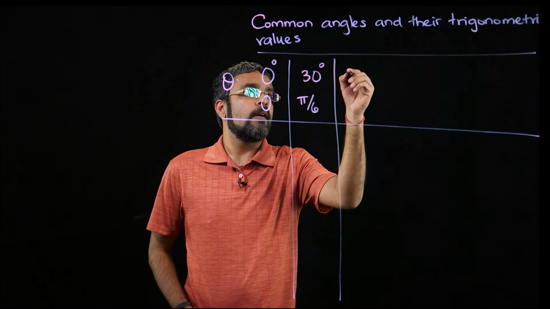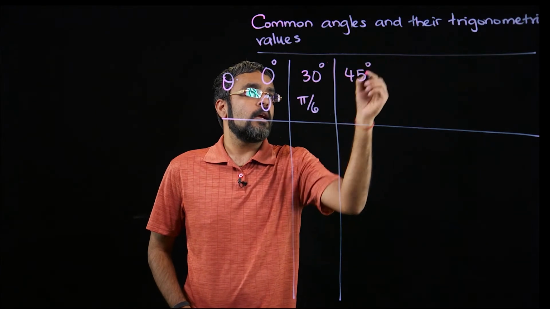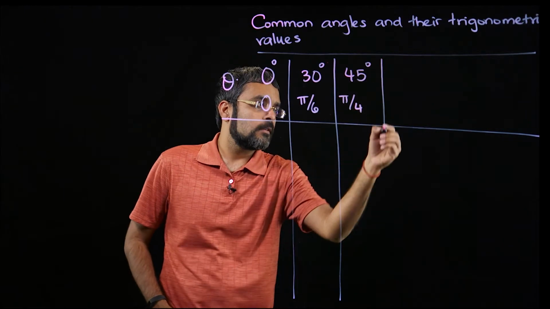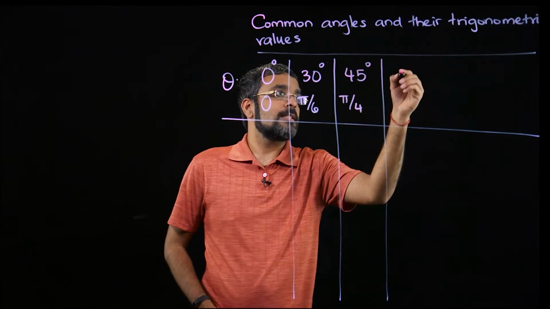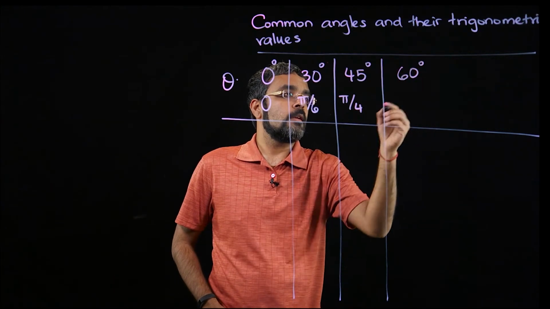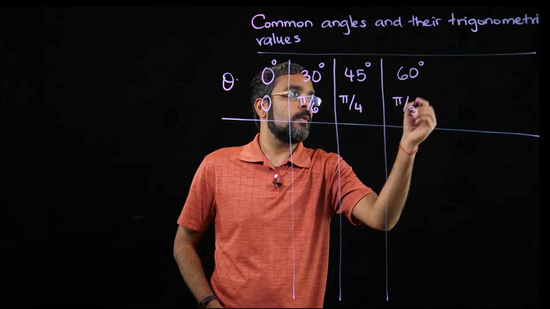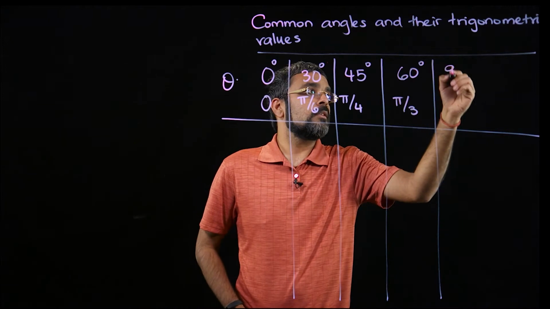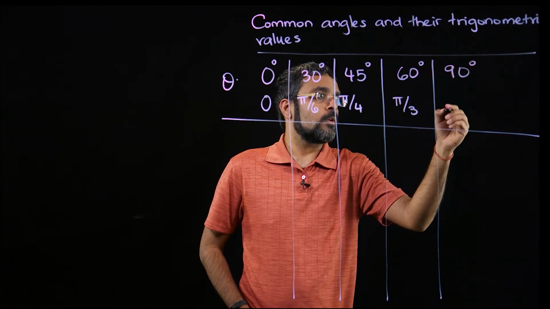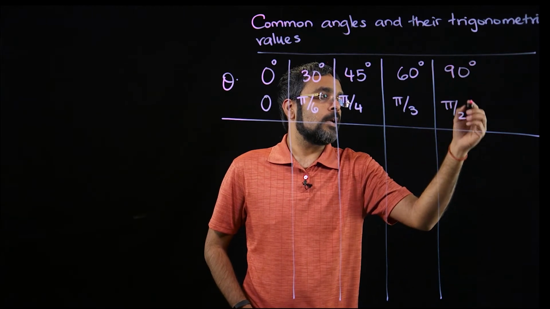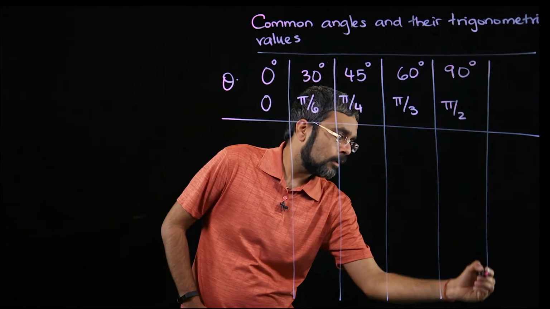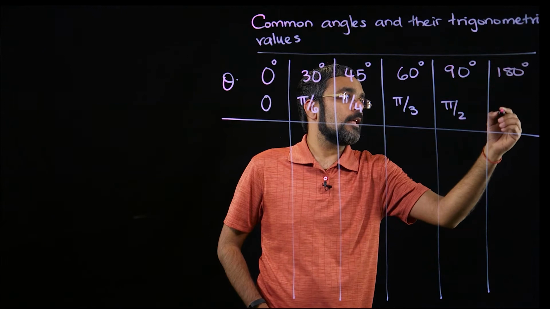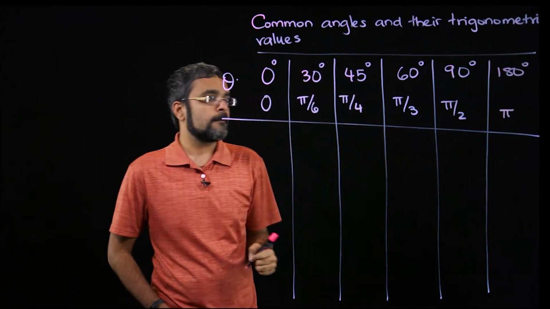Then I have 45 degrees, and that turns out to be pi over 4 radians. 60 degrees makes pi over 3 radians. 90 degrees is going to be pi over 2 radians. And then finally we have 180 degrees, and that's going to be pi radians.